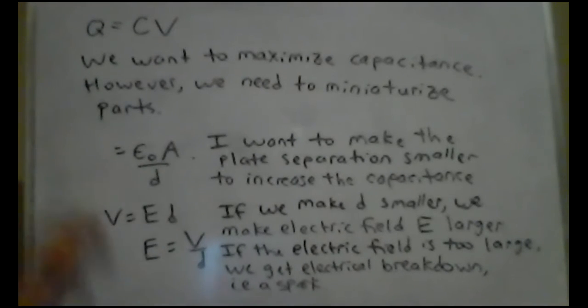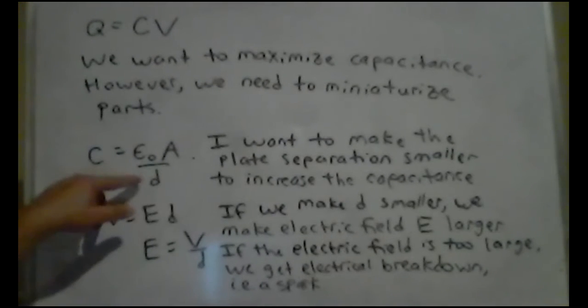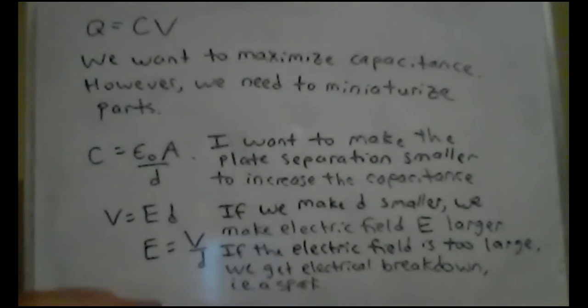We do want to maximize the capacitance, so we want to make D smaller. However, the issue we have is that the electric field is V divided by D, so if we make D too small, the electric field gets too big, and it could reach the breakdown field and spark. You can't make it too small. And it turns out that air has a relatively small electrical breakdown strength compared to other materials. So how do we get around this problem?